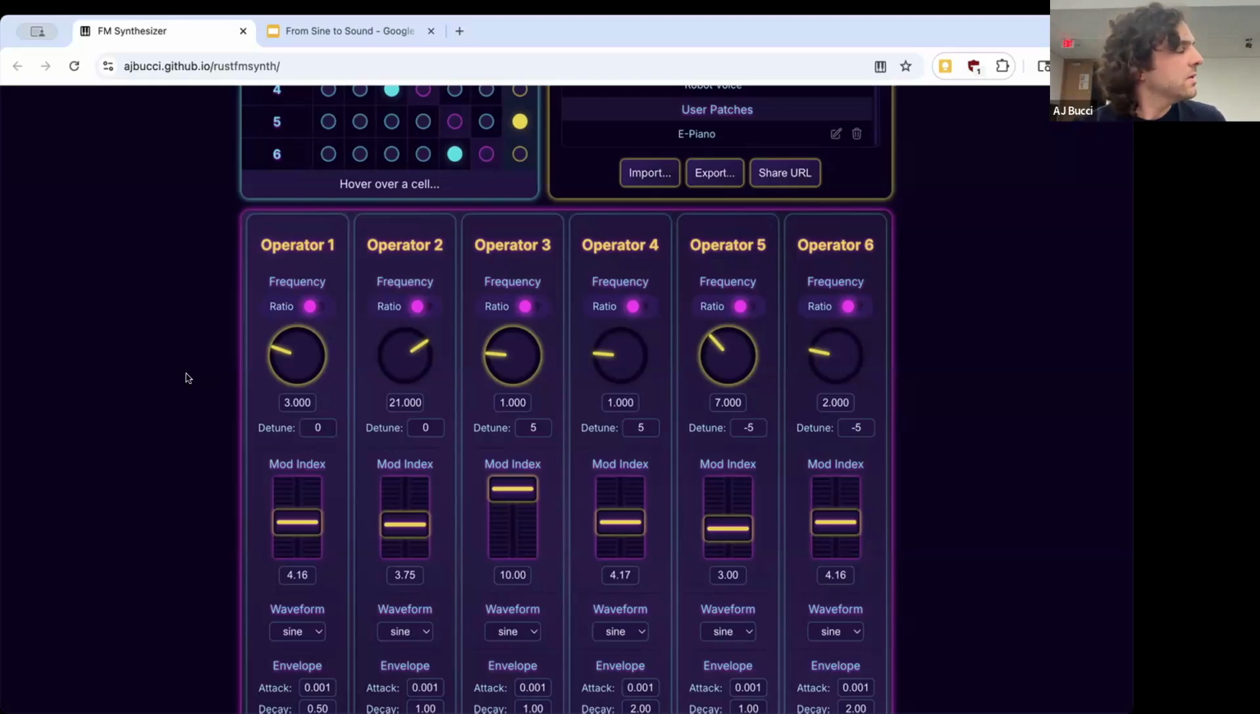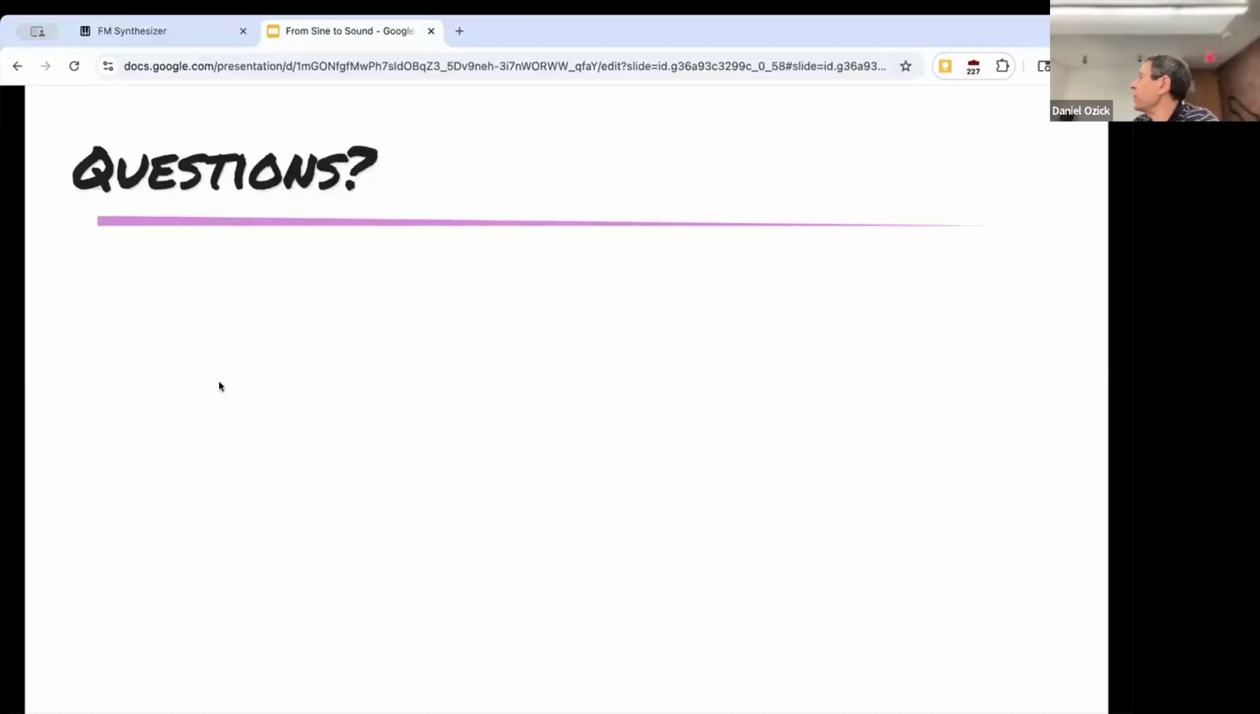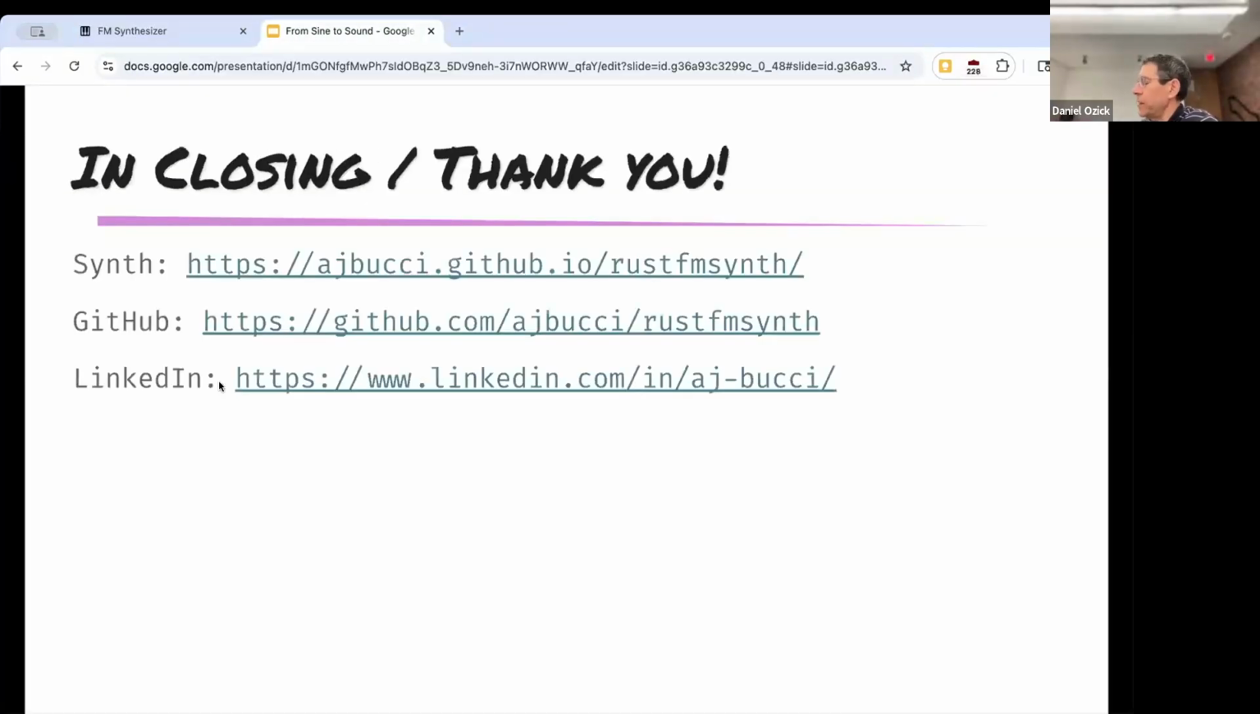Dan: I was just curious, first of all, very cool, really great project. I don't know anything about electric piano sounds. Classically, were they done with FM synth? Because it seems so apt, it seems like it works.